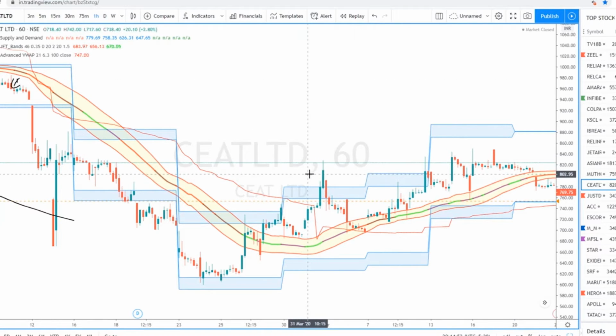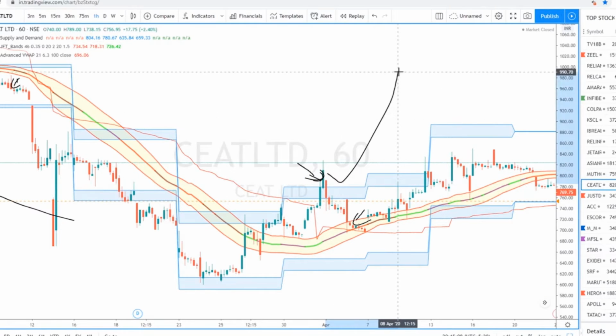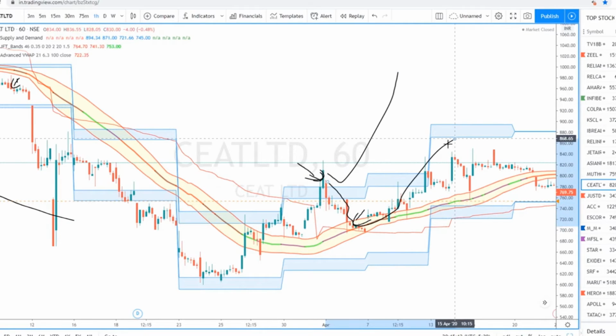The weekly zone has also been crossed. The trick here is, when you are going long, it is best to enter near the JFT bands. But I would have definitely gone long here as it has crossed, because it can retrace and then go up also. But in this case, it has come back to the band and then gone up, correct?